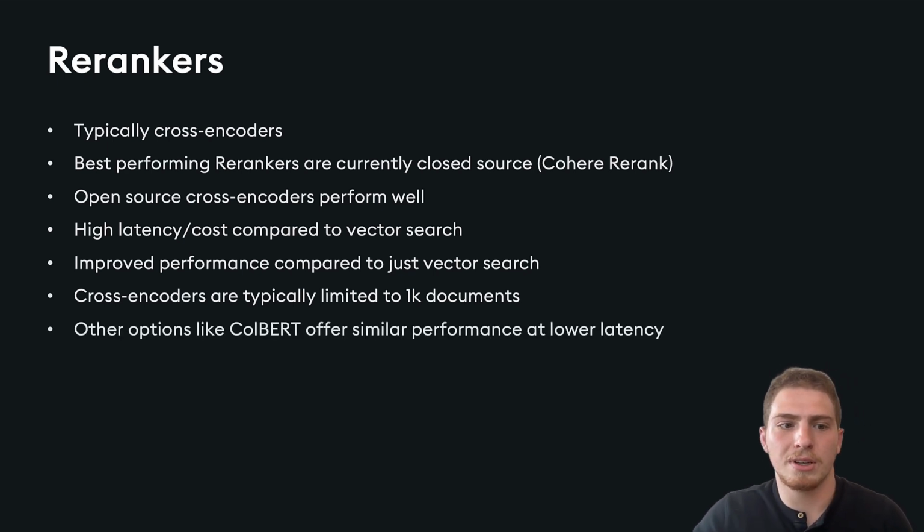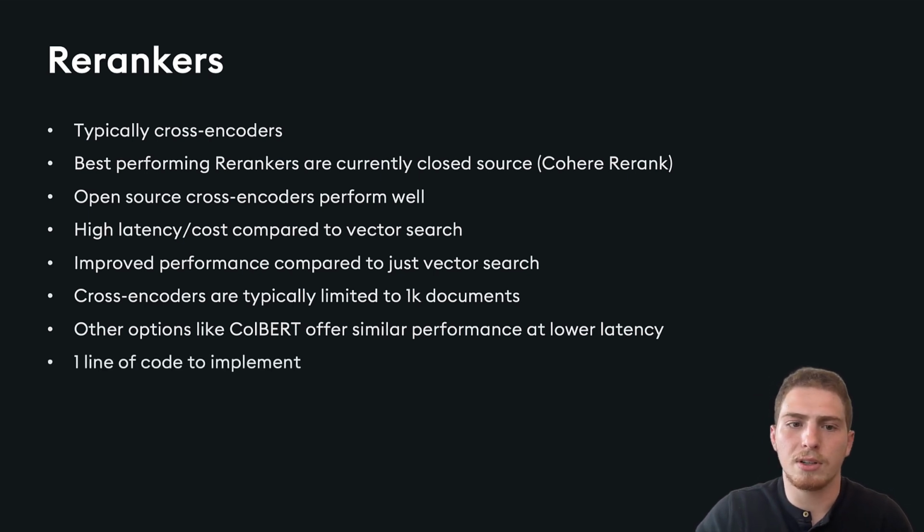And there are other options like Colbert that offer very similar performance at lower latency, but these are a little bit less popular right now and a little bit harder to implement, and they have slightly worse performance than cross-encoders in practice. The thing about cross-encoders and re-rankers is that they take just one line of code to implement. For example, Cohere Re-Rank takes one line of code, you send the top 25 documents from your vector database, and you get a re-rank response.